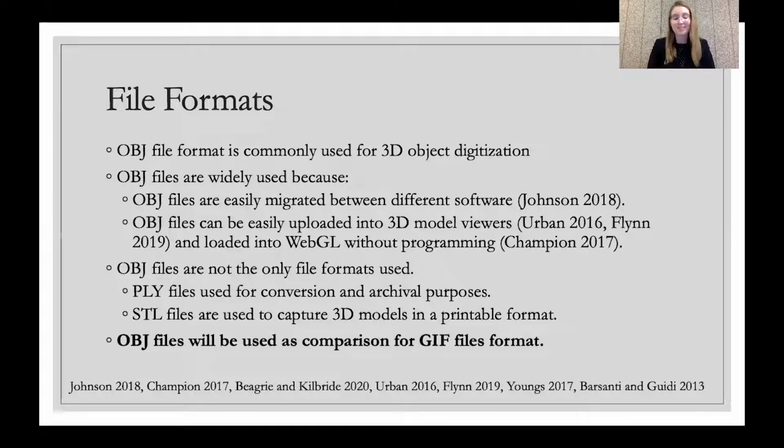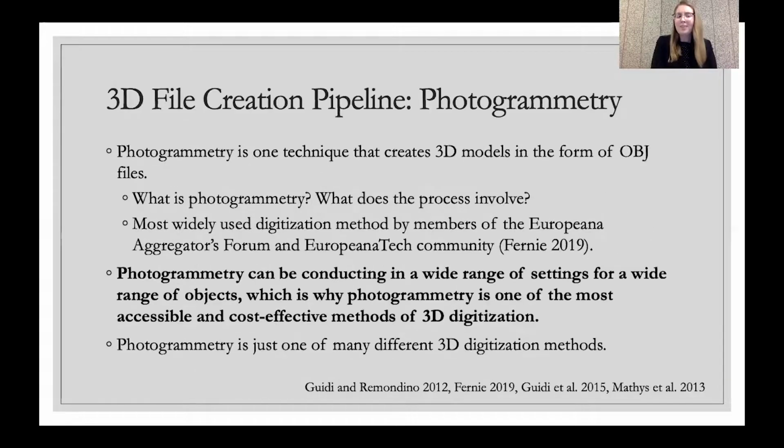One disadvantage of 3D digitization is that so many file types exist, making it difficult to choose the right file format for your needs. Moving on, this presentation utilizes photogrammetry, a widely used 3D model creation technique, as the example, similar to the use of OBJ files as the example file format type for 3D object digitization. Photogrammetry is one example of a technique that creates 3D models in the format of an OBJ file.